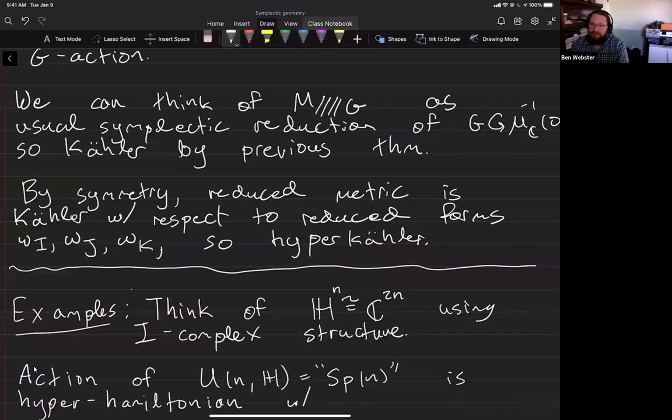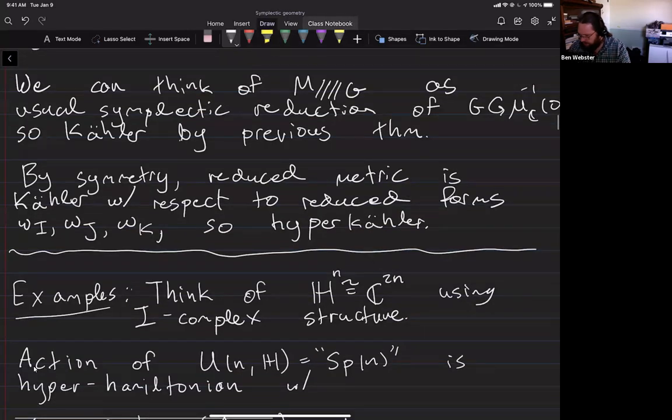One thing that's worth noting here: the M I'm always going to use is just a bunch of copies of the quaternions. So H to the N, which I can think of as C to the 2N in a bunch of different ways, depending on which complex structure I prefer. Now that is a boring hyperkähler manifold. In particular, it has trivial holonomy. But when I do this reduction, I will actually get interesting, complicated hyperkähler metrics, which will have interesting holonomy.